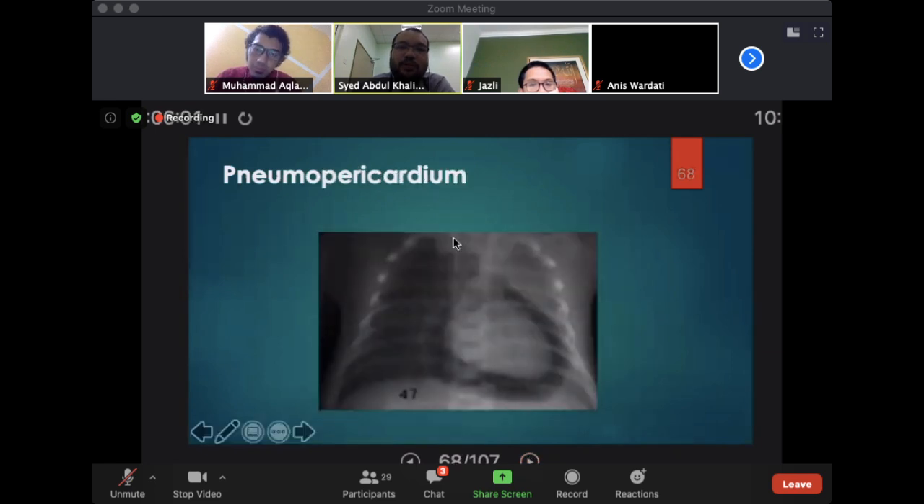This is pneumopericardium. So air is in the pericardium. So this is another problem. You need to drain this, because they will compress the heart.